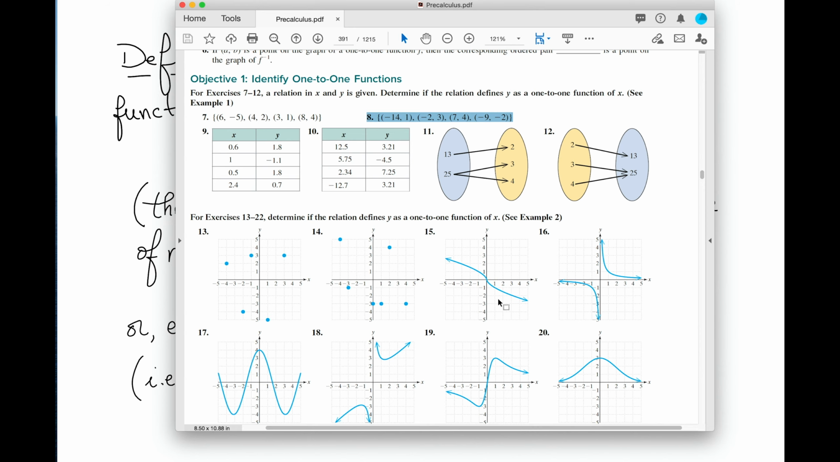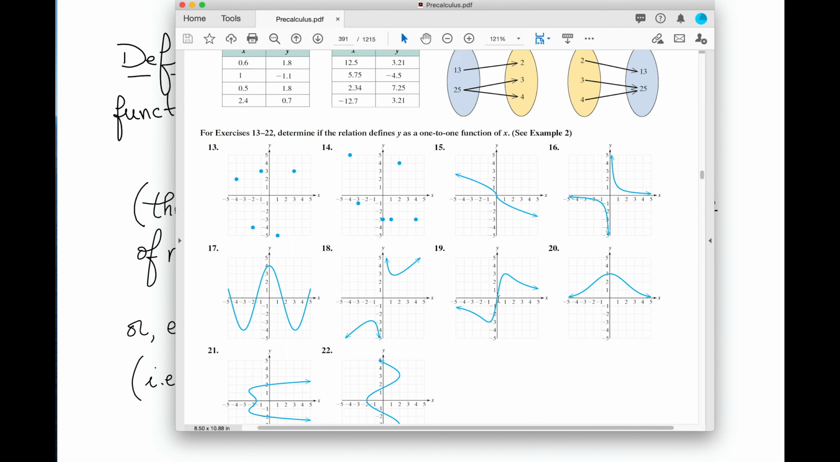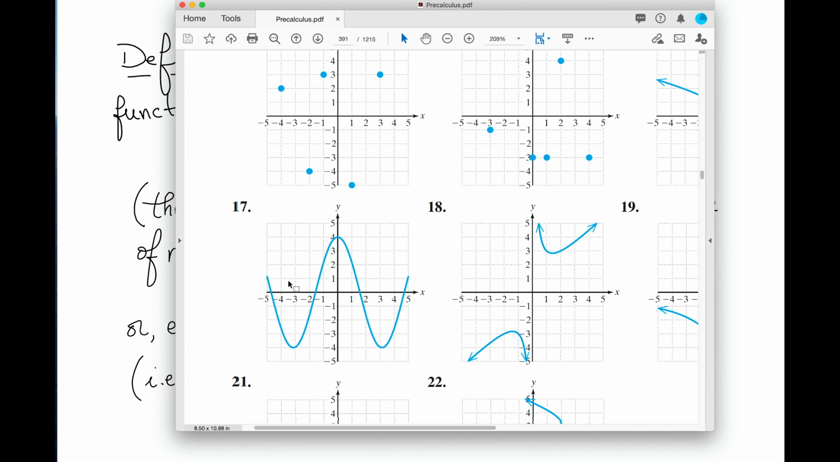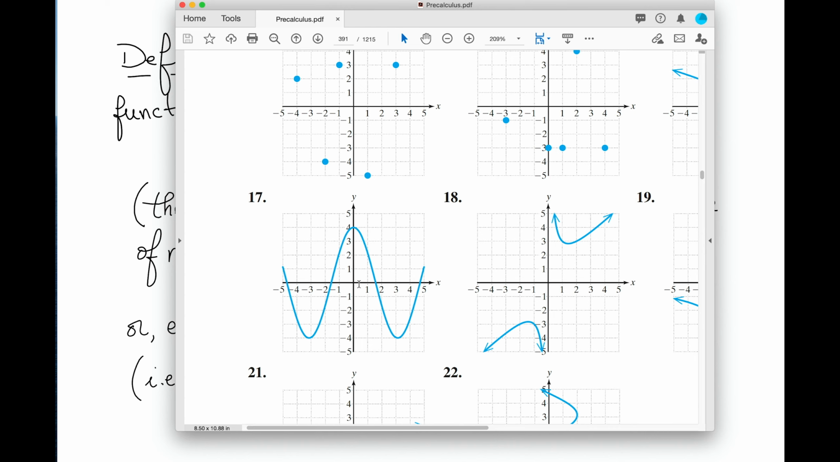Okay. Pictorially, how does it look? Take a look at number 17. Do you see any y coordinate that's shared by multiple inputs, by multiple x coordinates? I see a lot of them. For example, this y coordinate 2 is shared by multiple inputs, namely negative 1 and 1. If you plug in 1 or negative 1, the output is 2.